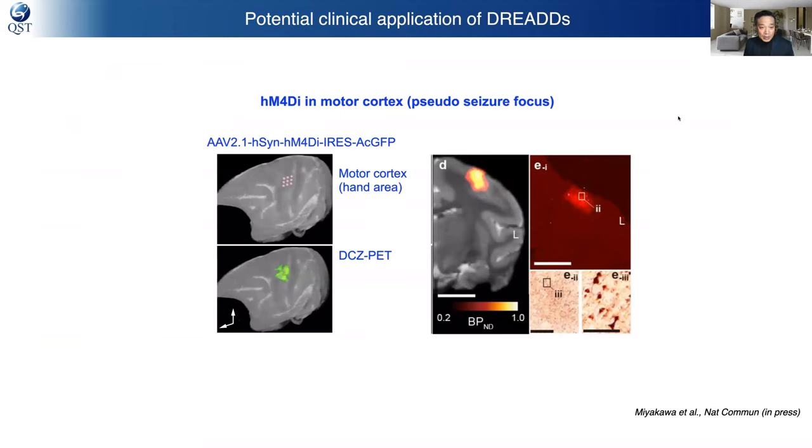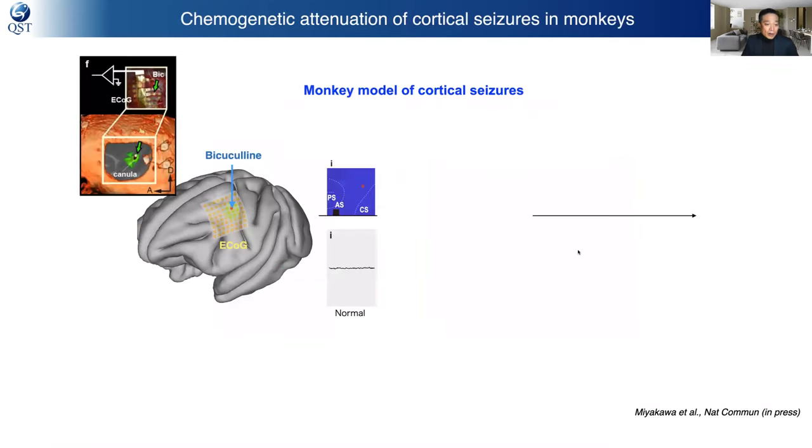So for a proof of concept study, we use the macaque monkey as a model, and the motor cortex as a pseudo-seizure focus. We inject the viral vector expressing hM4Di in the unilateral motor cortex, the anatomically defined hand area. The expression of hM4Di was visualized by PET imaging like this, and also confirmed by immunohistochemistry after the experiment was done. Then we performed a second surgery, and put an EKG electrode covering this DREADD expressing lesion.